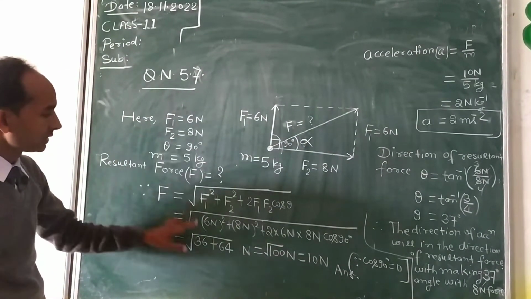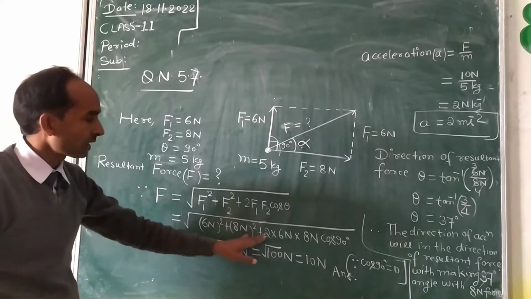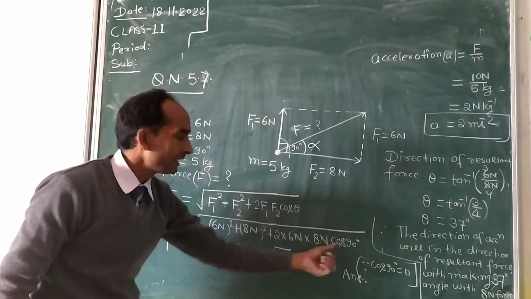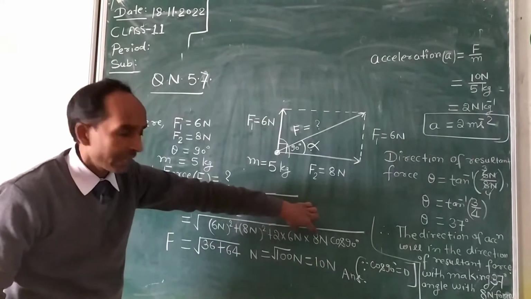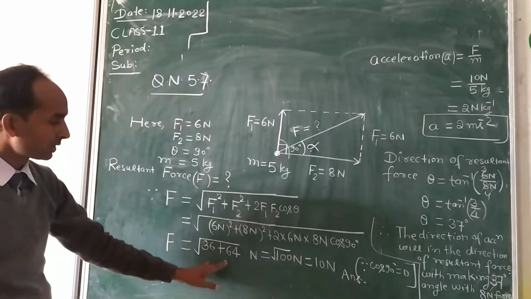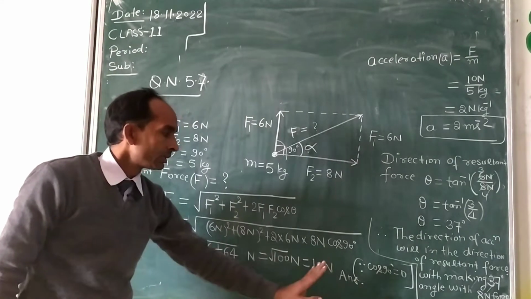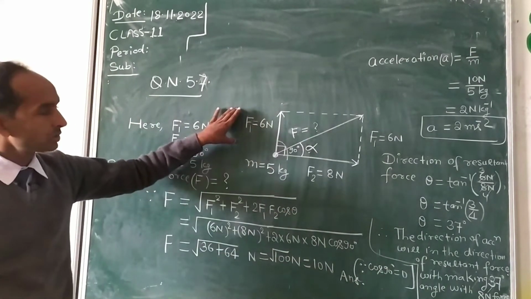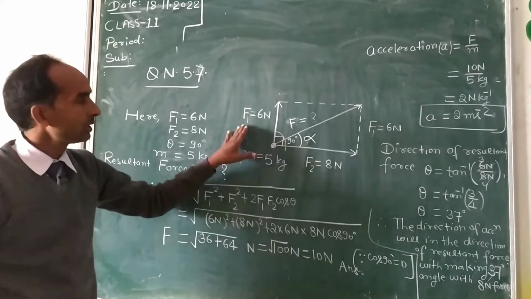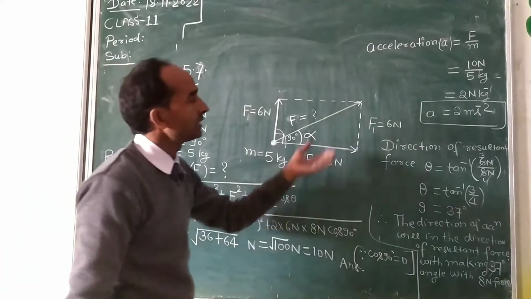So putting all these values, we get 6 Newton square plus 8 Newton square plus 2 times 6 Newton into 8 Newton, and cos 90 is 0. So this term will be eliminated, and this comes to 36 plus 64, which is equal to 10 Newton. This will be the resultant force of the 6 Newton force and 8 Newton force if they are acting perpendicular to each other.